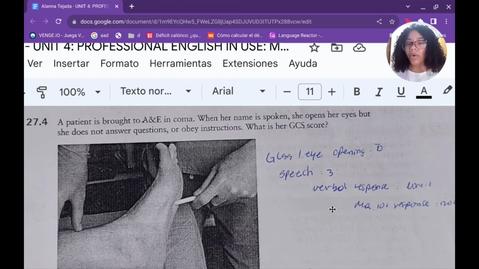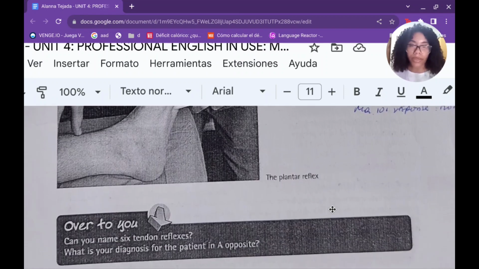27.4. A patient is brought to an E in coma. When her name is spoken, she opens her eyes, but she does not answer questions or obey instructions. What is her GCS score? Her GCS: eye opening 2, speech 3, verbal response none 1, motor response none 1.